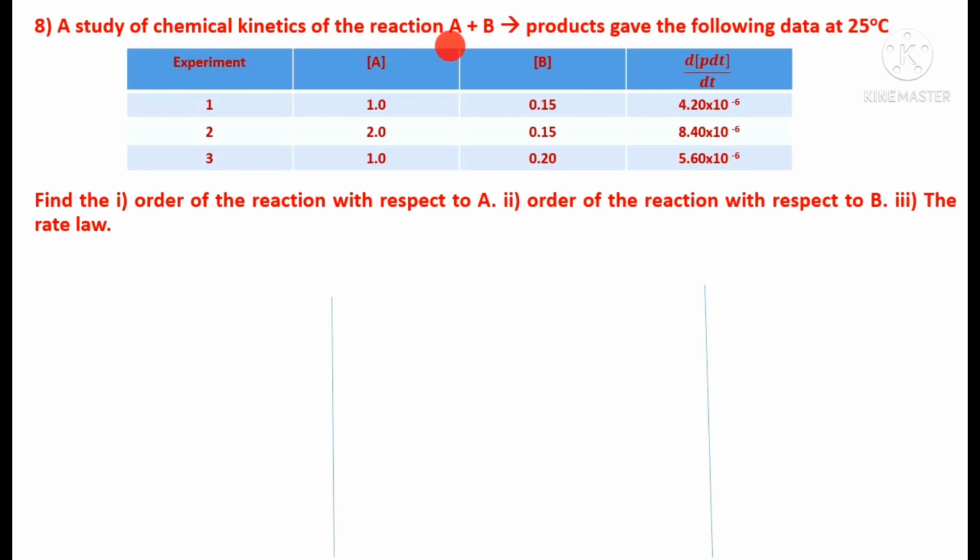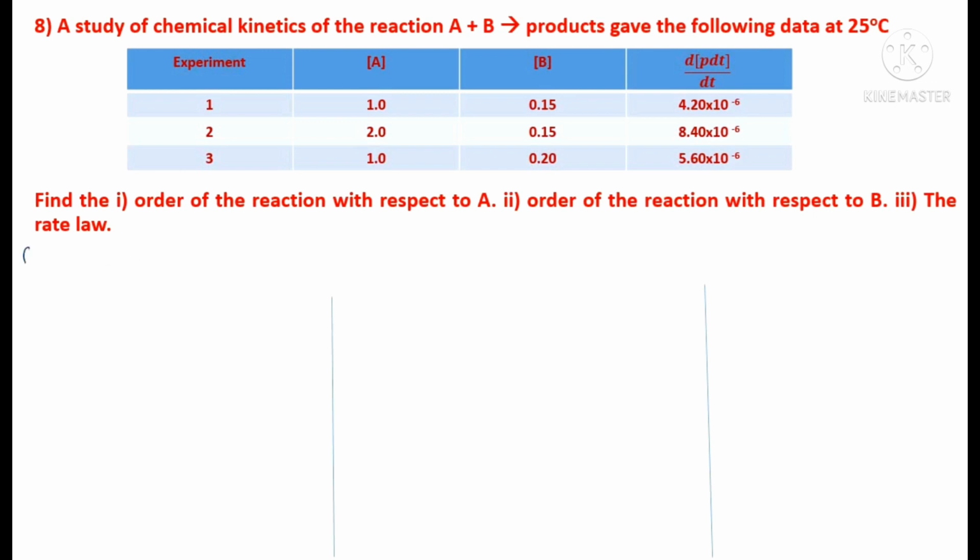A study of chemical kinetics of the reaction A plus B giving products gave the following data at 25 degrees centigrade. A table has been given, in which the experiment has been conducted three different times with different concentrations of A and B, and you have got different rate values. We are given three different sets of data, and you are asked to find the order of the reaction with respect to A, the order with respect to B, and also to write the rate law.